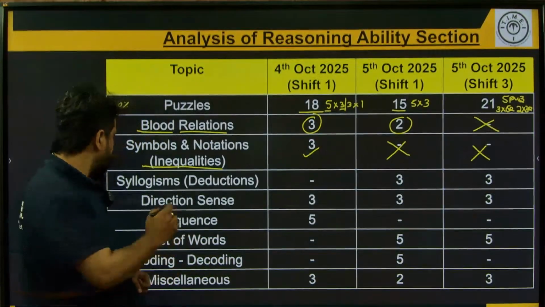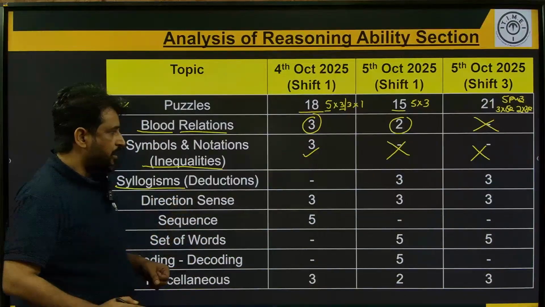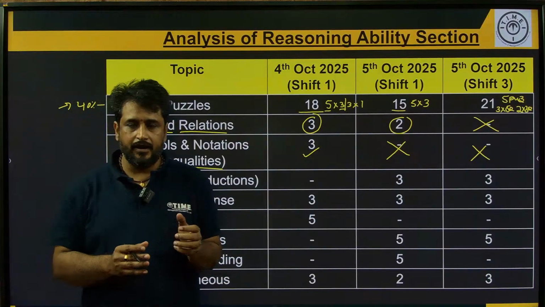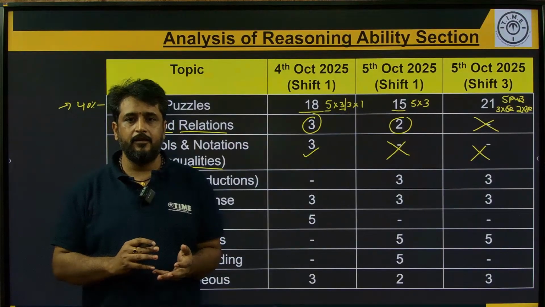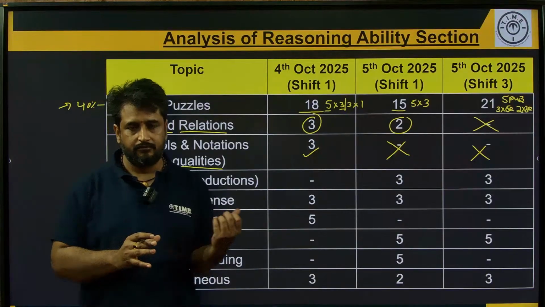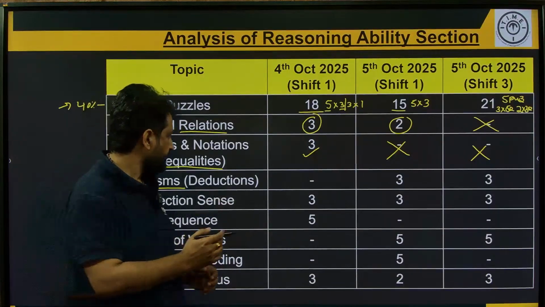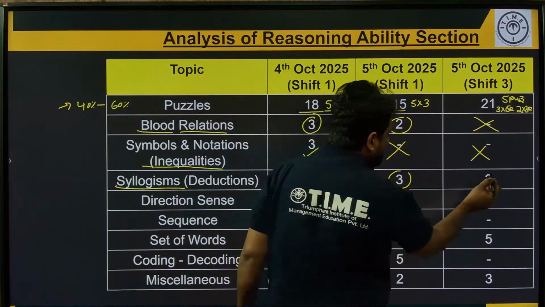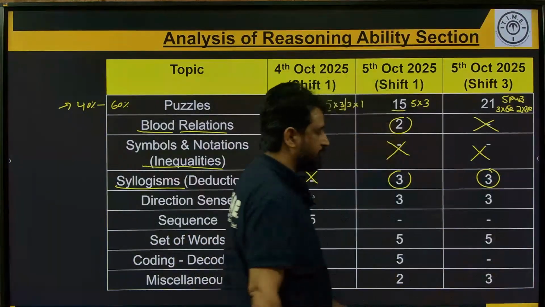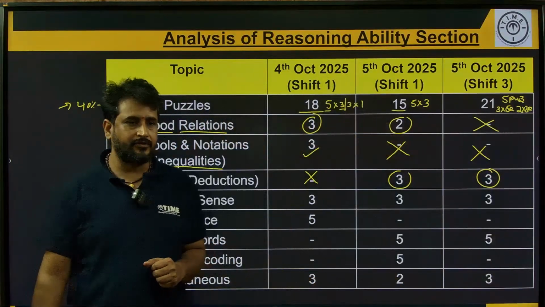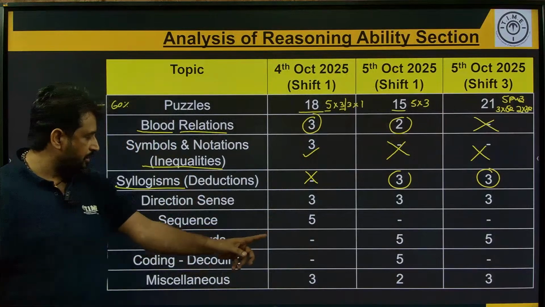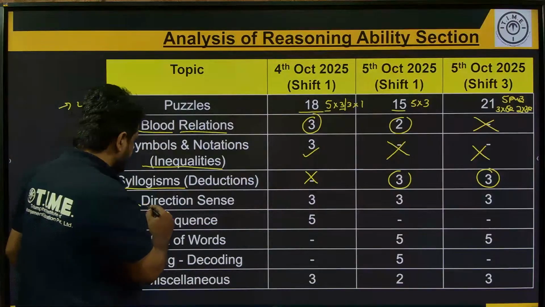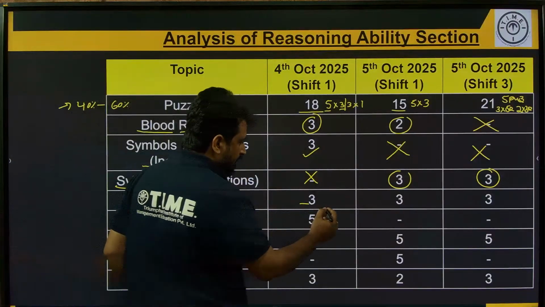And syllogisms, the same kind of statements, only a few statements, and in conclusions, terms like 'can never be' and 'is a possibility' are used. And in shift 1 it was not given. In 5th October shift 1, 3 questions, and in 5th October shift 3 also we have given 3 questions. If you look at all the slots, all the areas were covered. And direction sense is also given in all the slots.